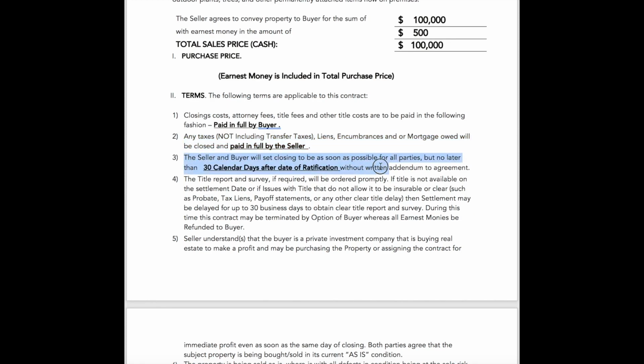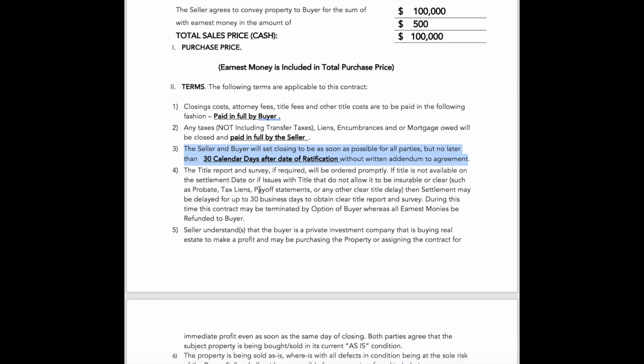And then number three, seller and buyer will set closing to be as soon as possible for all parties, but not later than 30 calendar days after the date of ratification. So what that means is that once this is signed, you have to close the property within 30 days. So you can change that number. You can put 10 days, you can put 60 days, you can put however many days you want. Another trick here to maybe buy you some more time, you can put business days. So business days will give you a little bit more time.